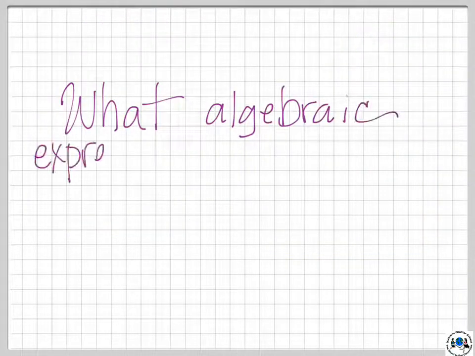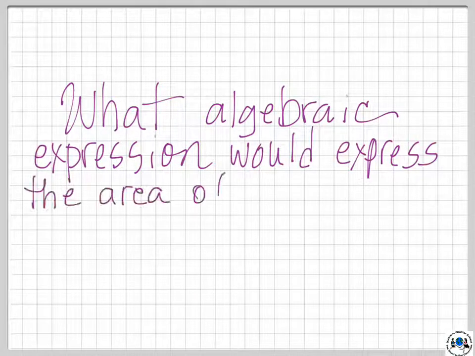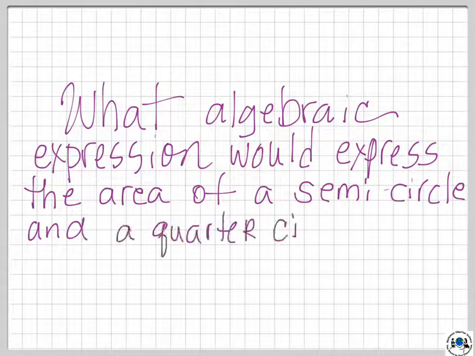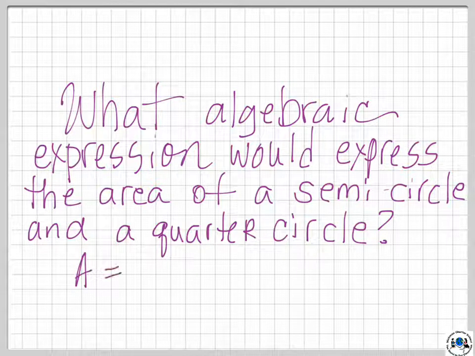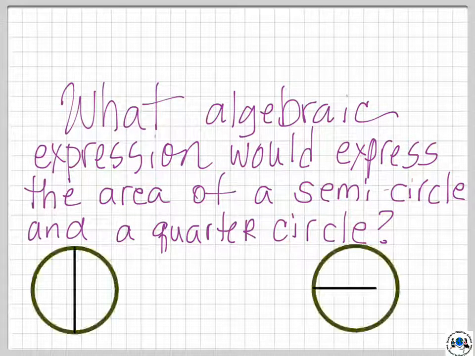Okay, so now the question is, what algebraic expression would express the area of a semicircle and a quarter circle? So we need two new algebraic expressions, one for a semicircle and one for a quarter circle. And again, just to remind you, the algebraic expression for a circle is A equals pi times r squared. That's the area of a circle. Now what I'm asking is what would they be for a semicircle and a quarter circle?